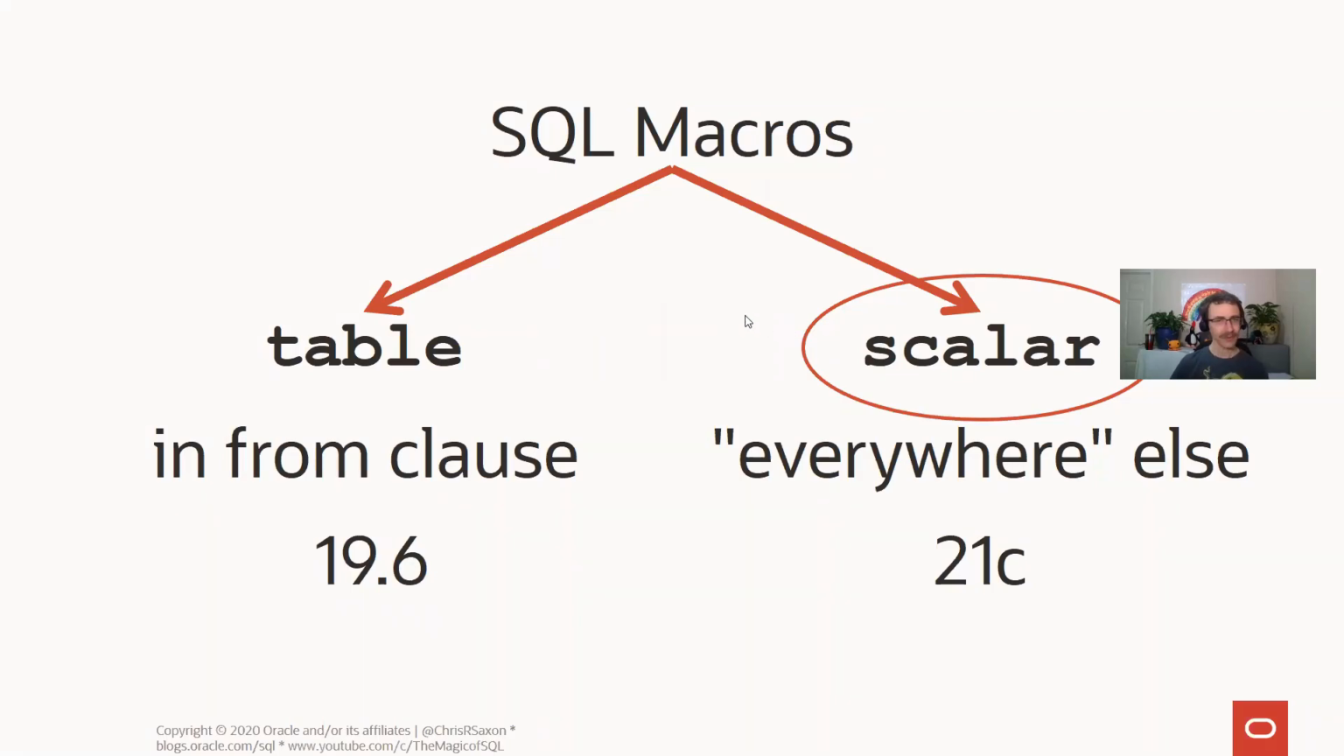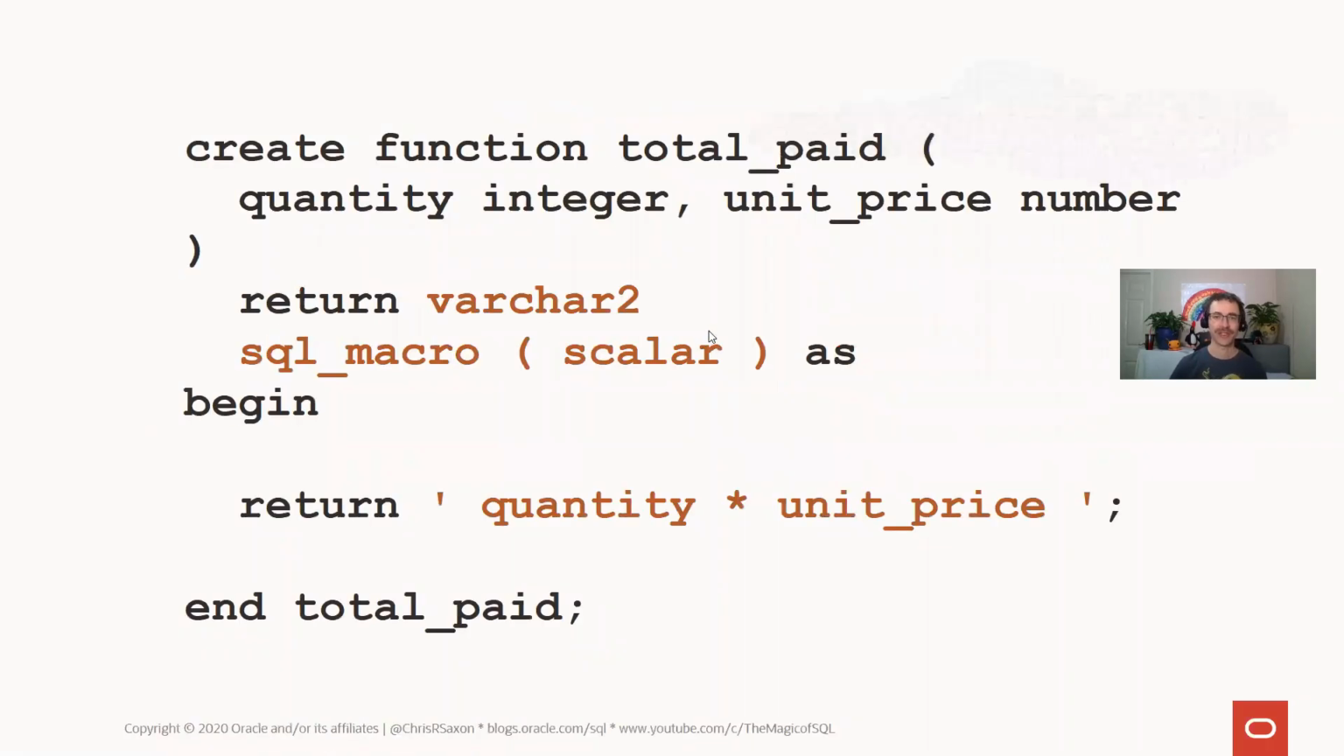You create your function and it returns a string of varchar2, and notice we need to add this SQL macro clause, and I put in there it's scalar. We could put table or scalar. Table's the default. We're saying this is scalar, so this would replace, we could put this in our select clause, our where clause, and so on.